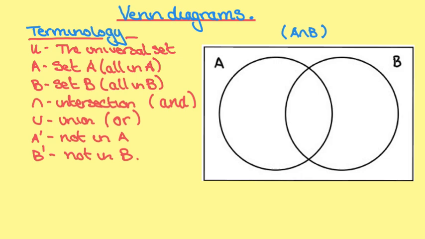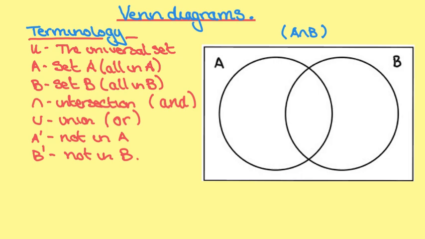The ∩ stands for the intersection, and another word is "and". The ∪ stands for the union of the two sets, and another word for that is "or". A with a little dash above it means not in A. In other words, it's the complement of A. And B with a little dash means not in B.